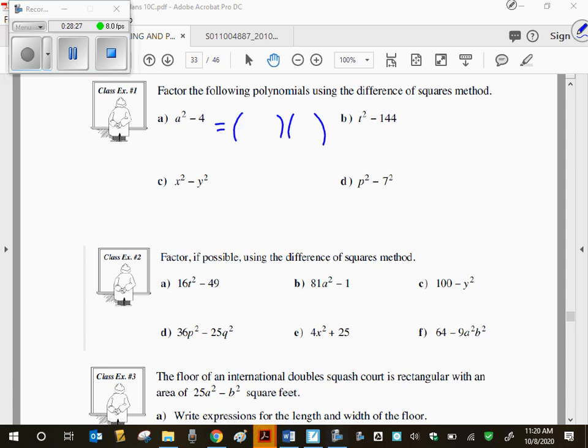This is the reverse of FOIL, bless you. So square root of a squared is a times a. Square root of 4 is 2. One addition, one subtraction. Next. Square root of t squared is t. What's the square root of 144, everyone? 12. That's everyone's favorite. Plus 12 and subtract 12.